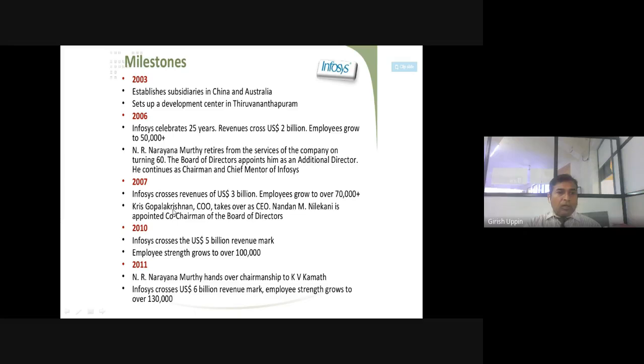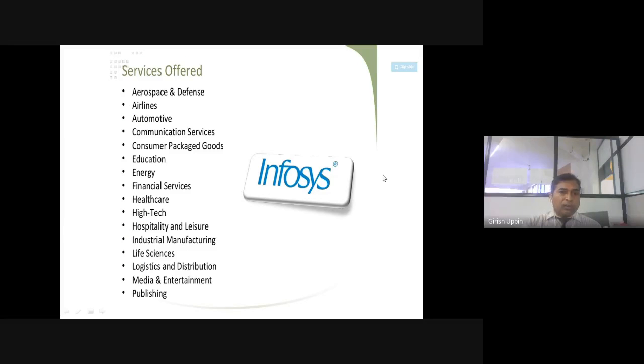Kris Gopalakrishnan becomes the COO, and from COO he becomes the CEO. Then Mr. Nandan Nilekani is appointed as co-chairman of the board of directors. In 2010, Infosys crosses $5 billion revenue mark. Employees grow to 1 lakh. Narayan Murthy hands over chairmanship to KV Kamath in 2011, and Infosys revenue crosses $6 billion, and employees grow to 1 lakh 30,000.